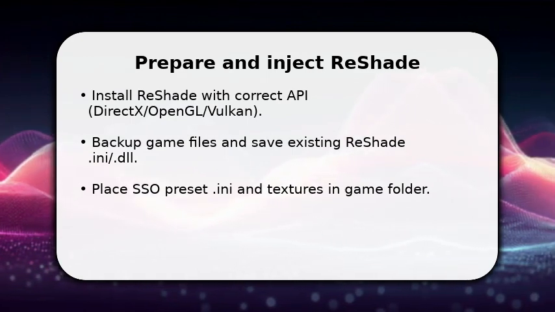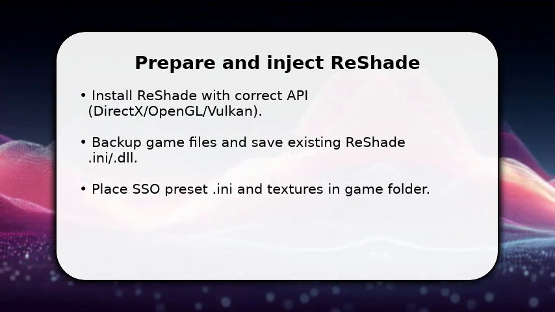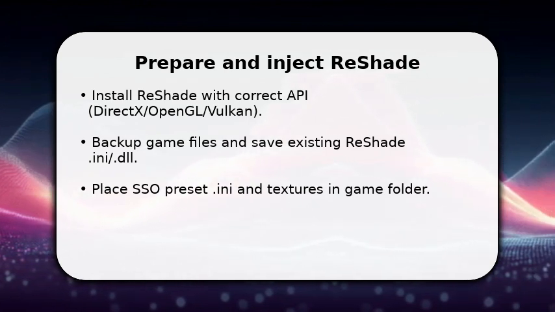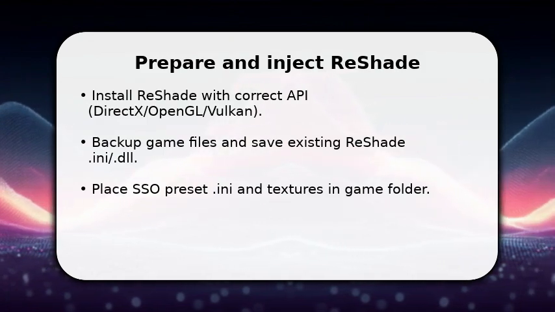Next, drop the SSO preset, Inai plus its textures and shader folders into the game directory. Run the game and press the Reshade home key to install effects. Then select the SSO preset from the drop-down to load it.